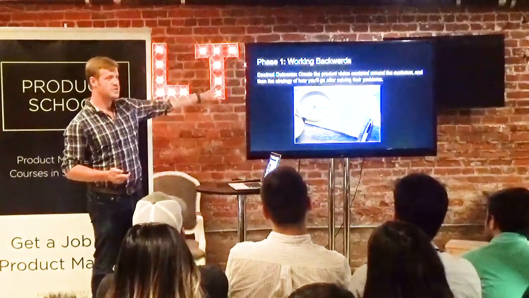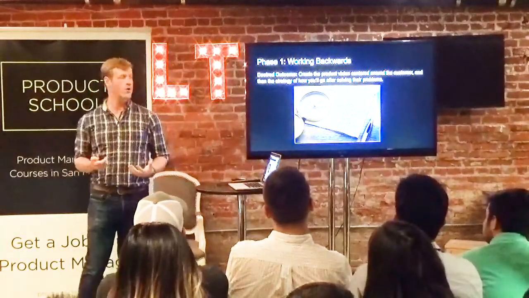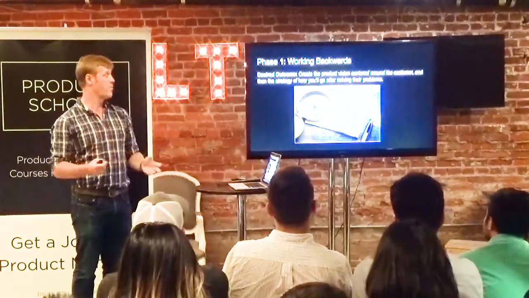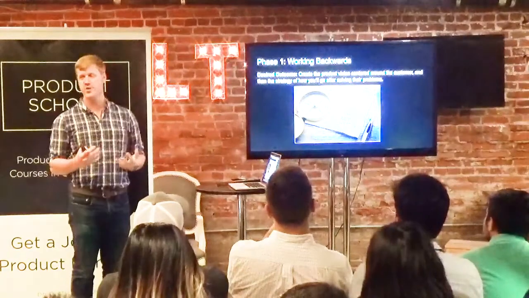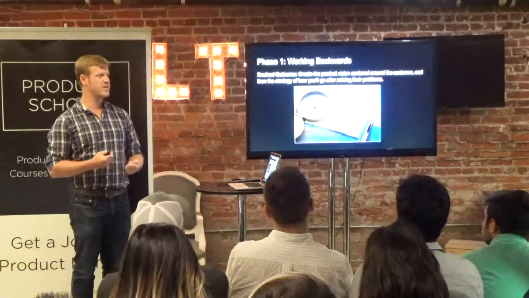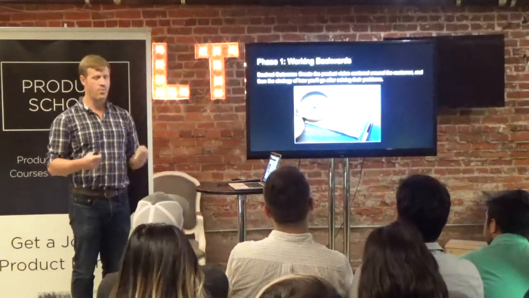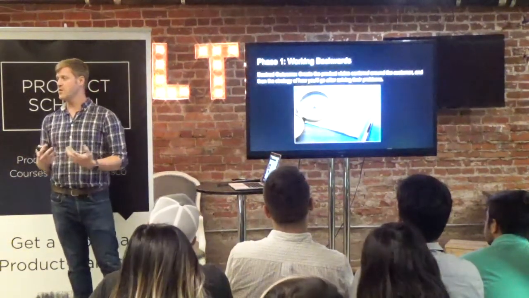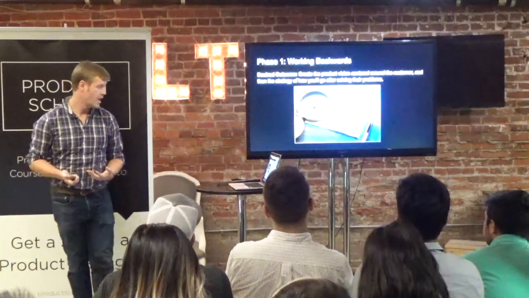Working backwards. In this phase, the desired outcome is to come away with a product vision that is over multiple years and centered around a customer, and then to have a strategy, a prioritization, and a set of metrics that you're trying to drive. That way, as you're building the product and deciding what features to add, you have a very strong framework in which to do it.